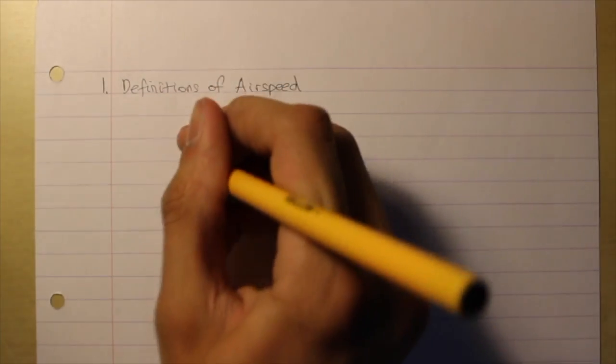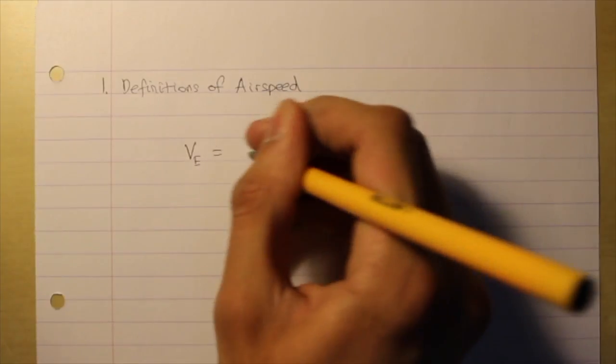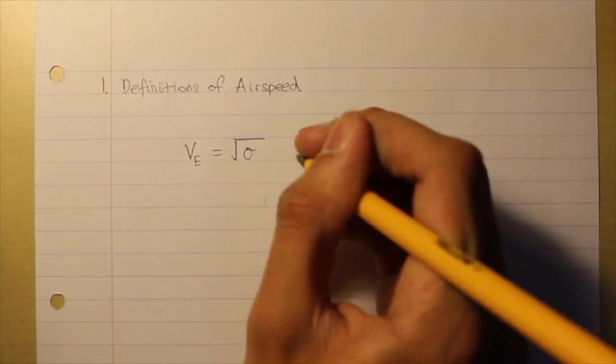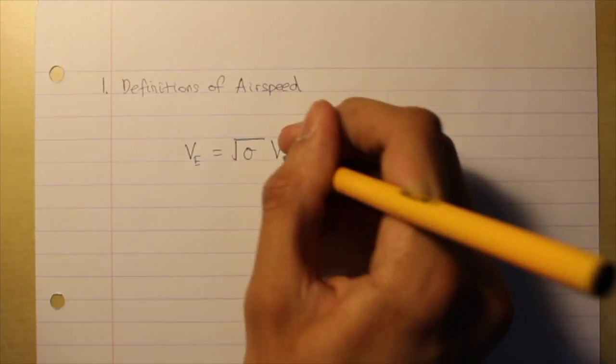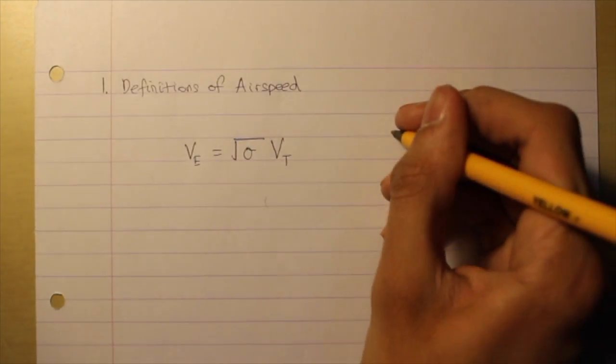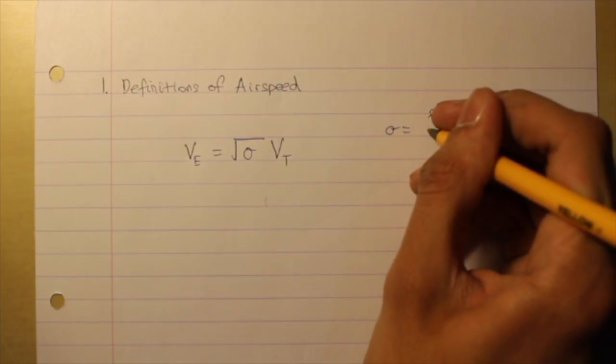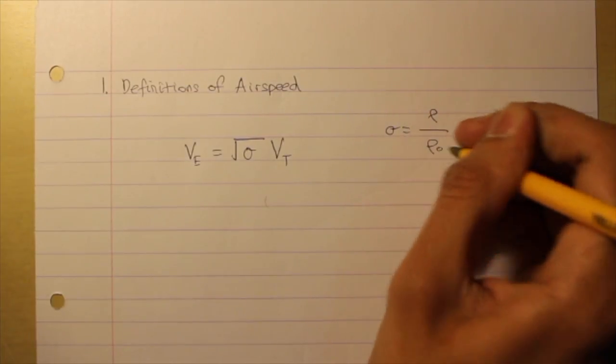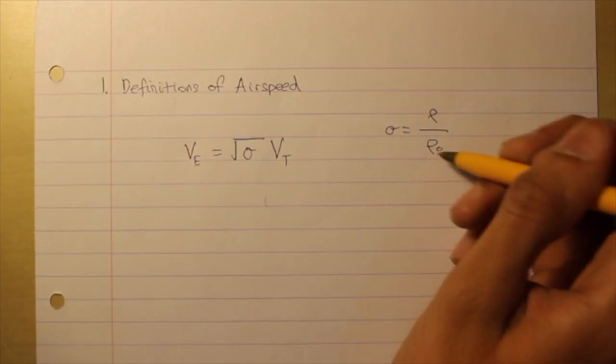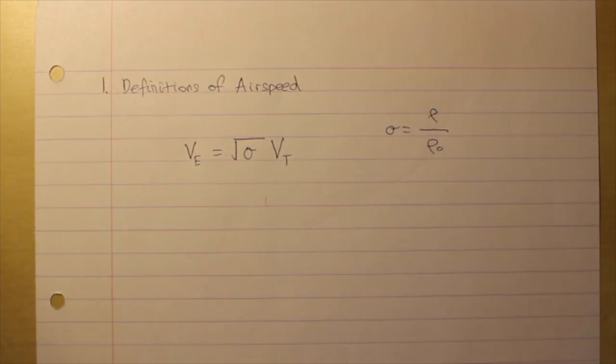So, we're told that the equivalent airspeed is equal to the square root of the relative density multiplied by the true airspeed. Relative density is equal to rho over rho naught, our density in flight and our reference density. So in order to use the relationship, we need to use the actual density used in flight, which is very difficult to determine. Therefore, it's much easier to use the true airspeed, which is determined using a pitot tube.